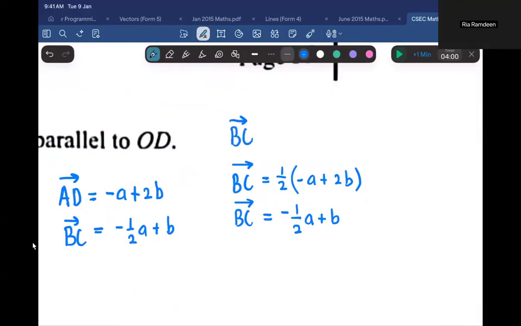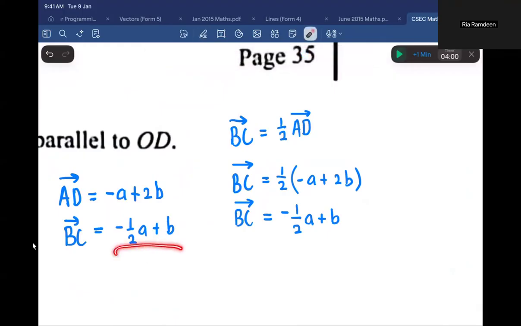The first line would have been BC is a half of AD. So that's what we're trying to prove, right? So Ria, what do we know BC is? Negative a half A plus B. So here's what I was saying: if we could somehow write BC as a product of AD, then we could figure out that they're parallel and we could figure out the size.